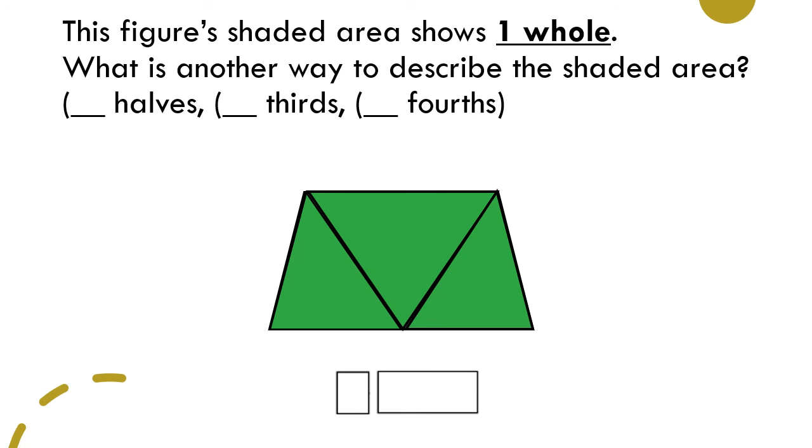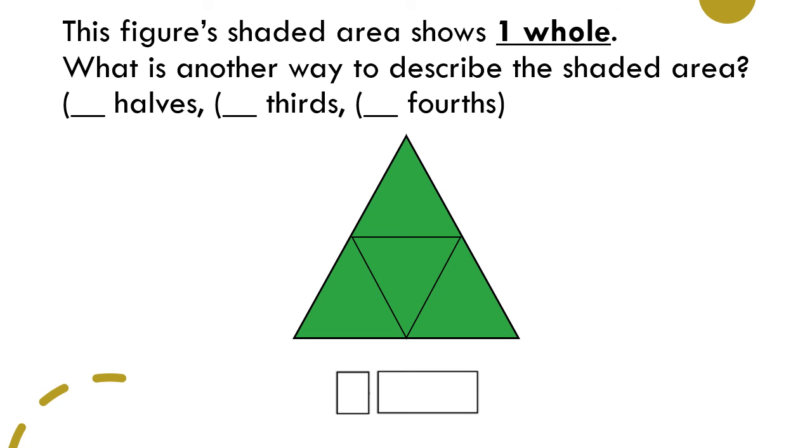This figure's shaded area shows one whole. So one whole is shaded. What is another way to describe the shaded area? Blank halves, thirds, or fourths. 3/3 is shaded.